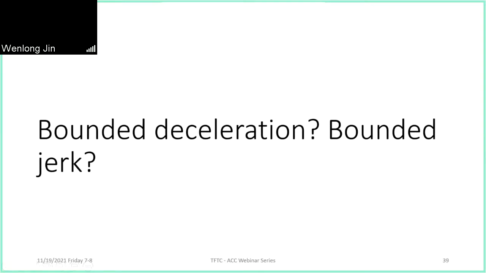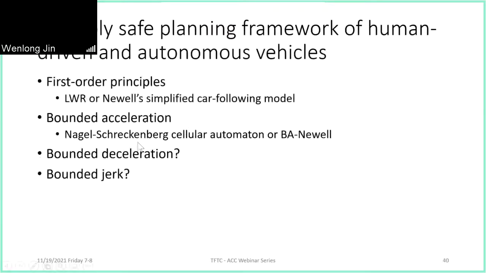Then, it looks like boundary acceleration is pretty easy to incorporate into the model, and it has been known. But how about boundary deceleration and boundary jerk? This is very important for developing models to control autonomous vehicles, right? Because autonomous vehicles really need to satisfy the first principles. Those are really first-order principles. It has been certified by the LWR model and Newell's simplified car-following model. That's really nice. Boundary acceleration has been certified by these models, but boundary deceleration is definitely very important. This determines the braking behavior, the deceleration behavior, right? That is where accidents can occur, where rear-end collisions can occur.